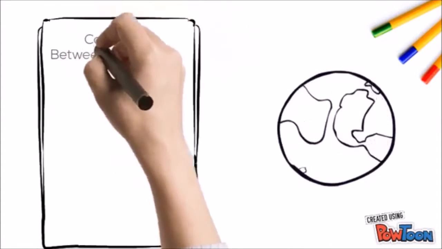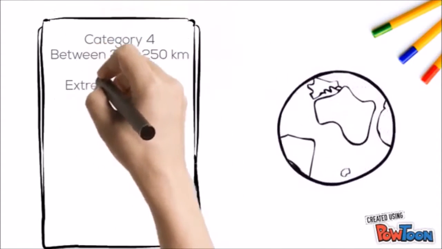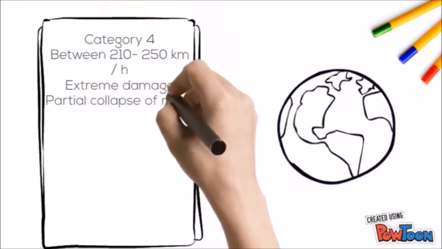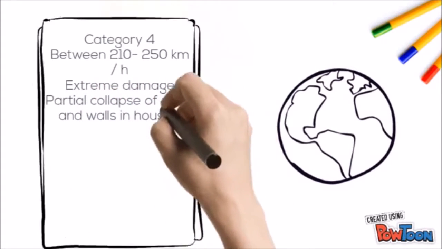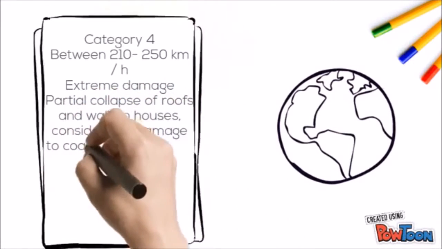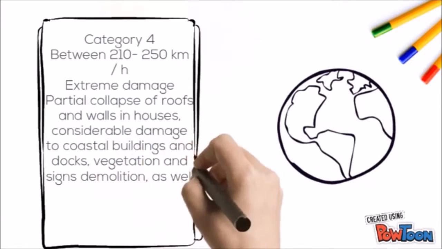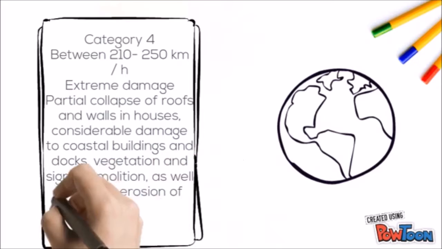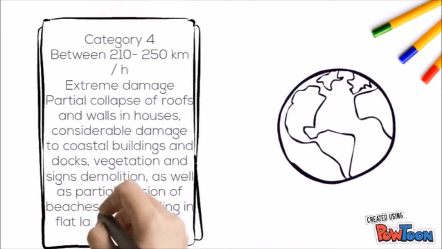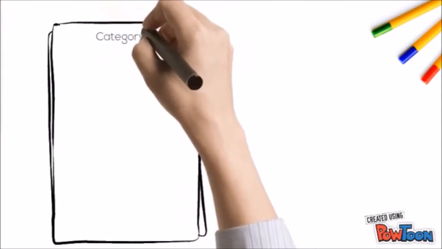Category 4, between 210 and 250 kilometers per hour. Extreme damage, partial collapse of roofs and walls in houses, considerable damage to coastal buildings and docks, vegetation demolition, as well as partial erosion of beaches and flooding on coastal roads.